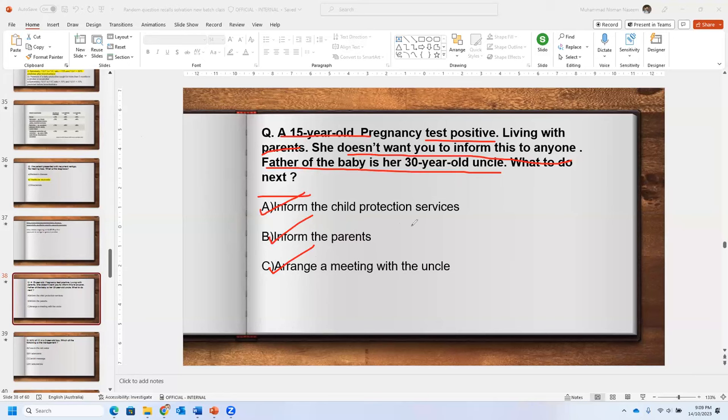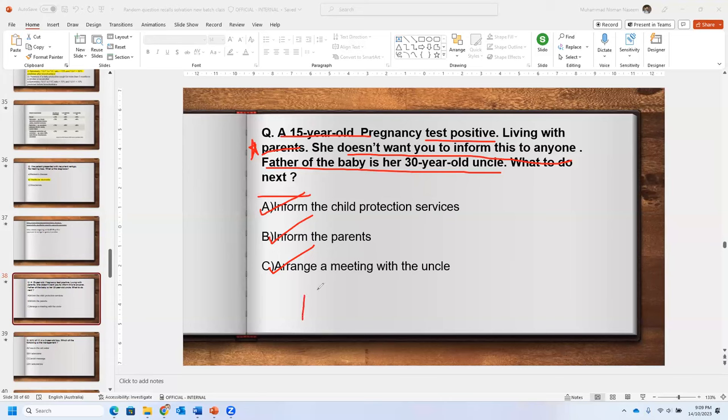Now, I agree with you guys that we need to inform the child protection services, but look at the very important clue they have given you. She's living with the parents and is a minor. So we'll inform the parents first and then involve the child protection services, because the father of the baby is 30 years old and is her relative. That's a crime. That's a crime over here.